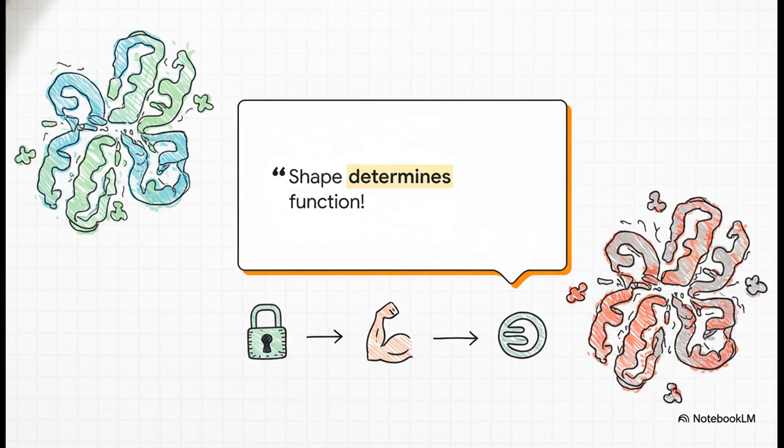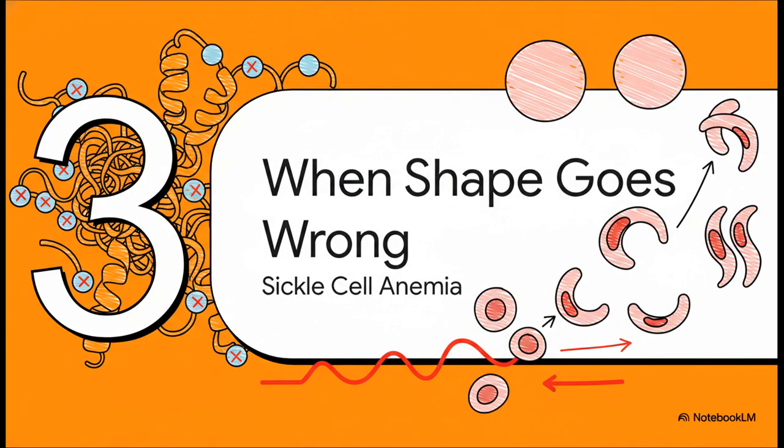Shape determines function. I'm going to say it again. Shape determines function. A protein's job is completely dictated by its 3D structure. You mess with the shape, you mess with the function. Period. All right, to really hammer home just how critical that shape is, let's look at a really powerful real-world example of what happens when things go wrong. And you'll see how even the tiniest mistake can have huge consequences.